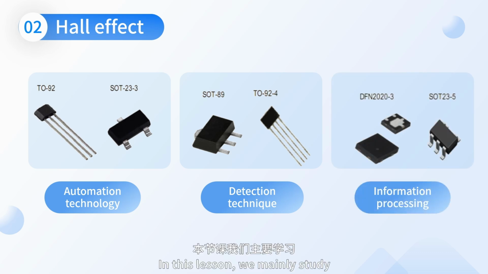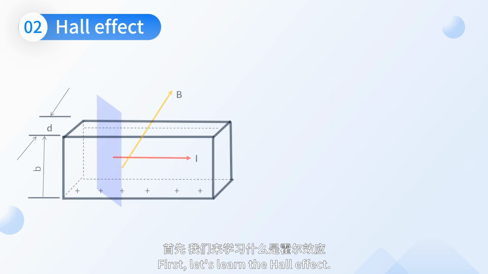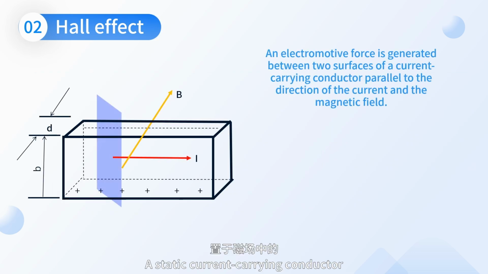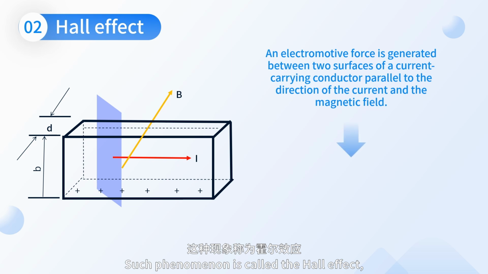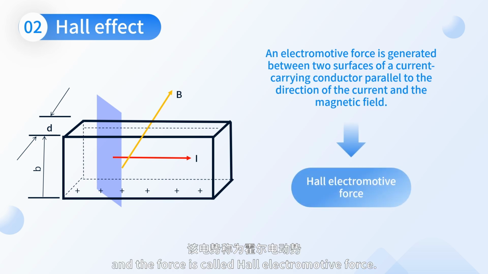In this lesson, we mainly study the Hall effect and Hall sensors. First, let's learn the Hall effect. A static current-carrying conductor is placed in a magnetic field. When the direction of current is inconsistent with that of the magnetic field, electromotive force is generated between two planes parallel to the direction of current and magnetic field on the current-carrying conductor. Such a phenomenon is called the Hall effect, and the force is called Hall electromotive force.